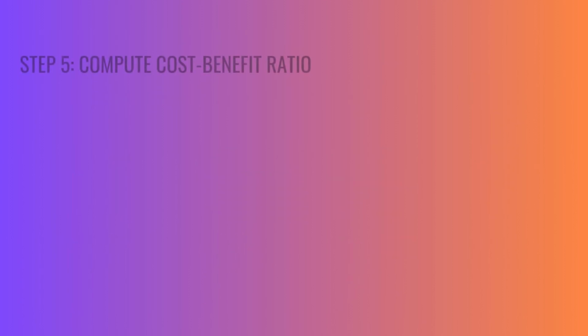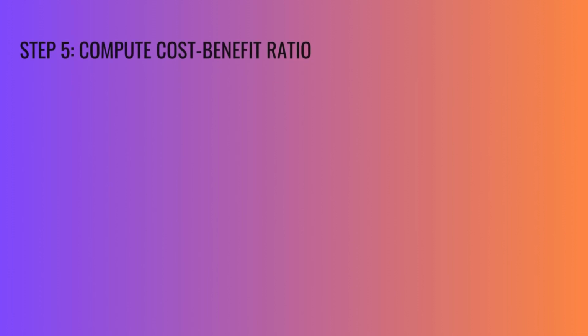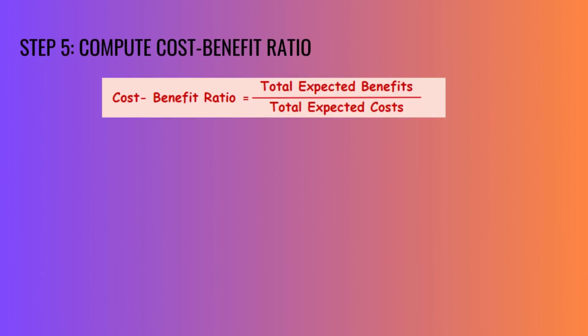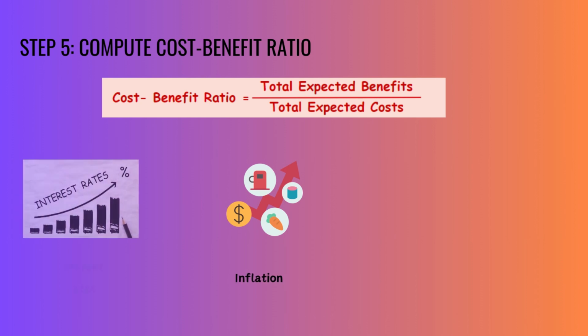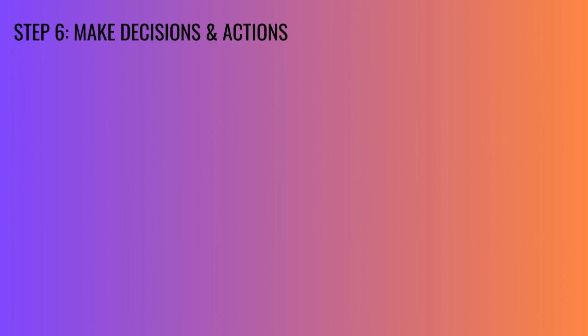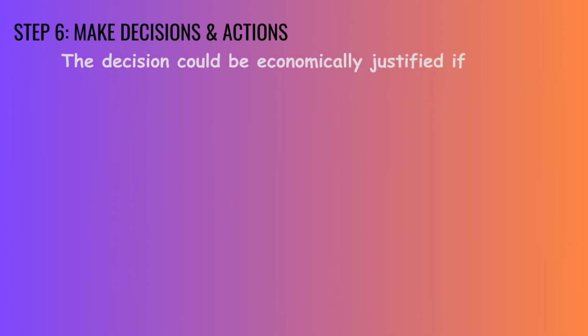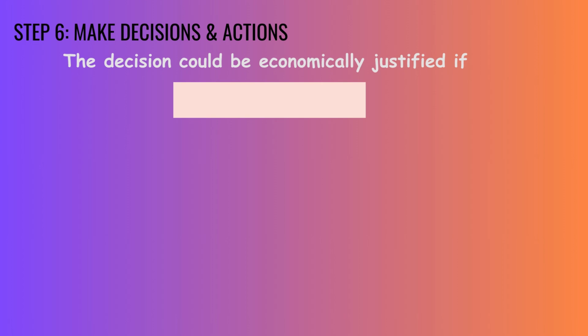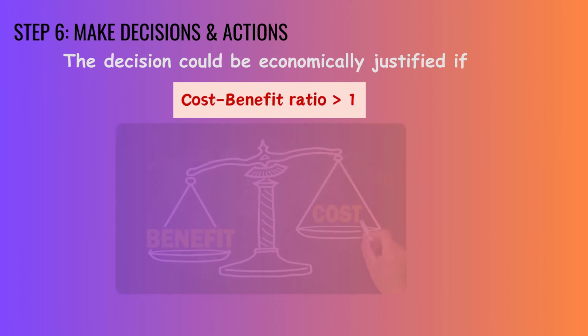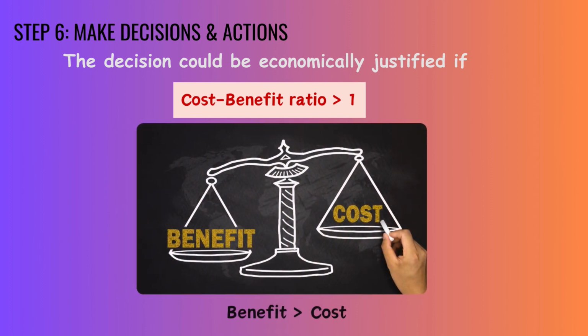Step 5. Calculate the cost-benefit ratio. The cost-benefit ratio is computed by dividing the total expected benefits by the total expected costs. By the conclusion of this video, I will illustrate the process of calculating this ratio using an investment scenario. Step 6. Make decisions and actions. The decision is considered economically justified when the cost-benefit ratio exceeds 1. If it equals or falls below 1, it is not economical.